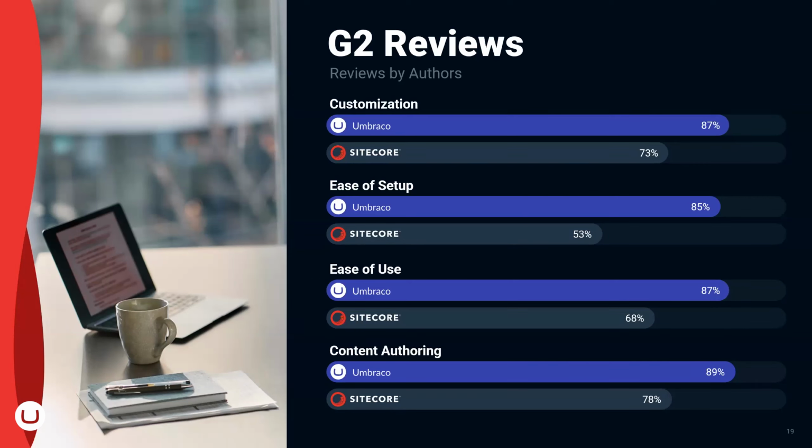Users in G2 agreed Umbraco was able to meet their challenge, with 87% saying Umbraco was able to be customized to meet their business requirements versus only 73% for Sitecore. And overall, Umbraco was easier, saying it was easier to set up, easier to use, and had a better authoring experience.